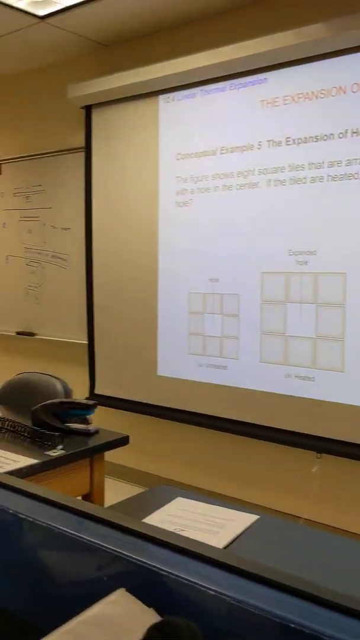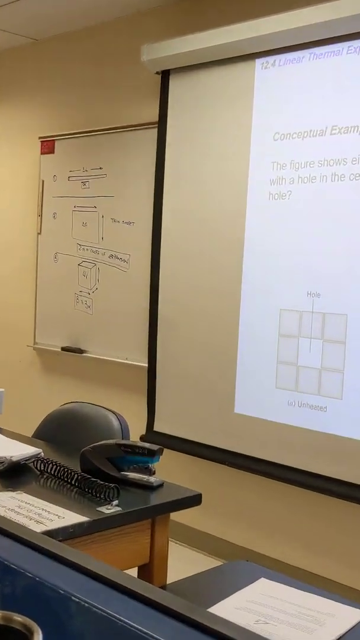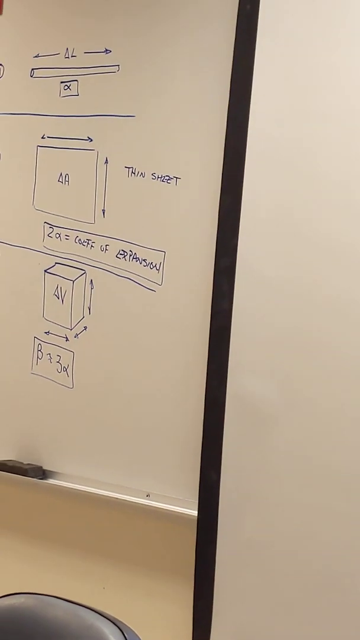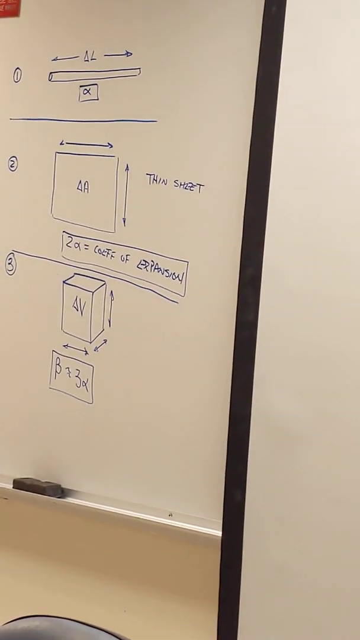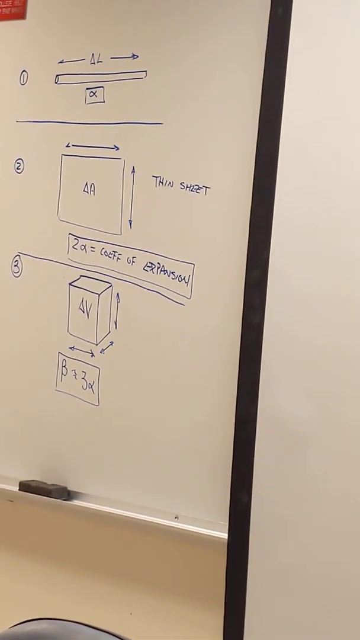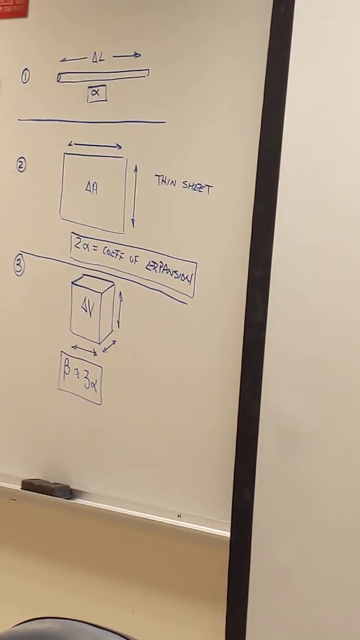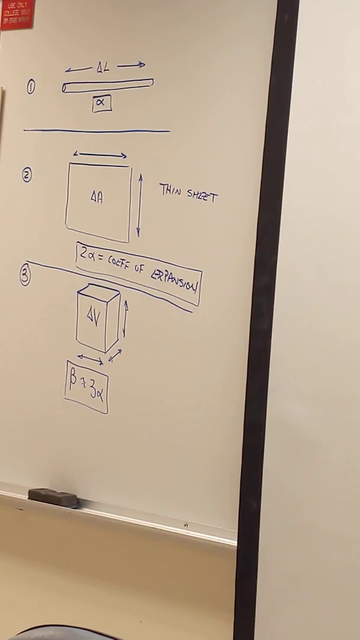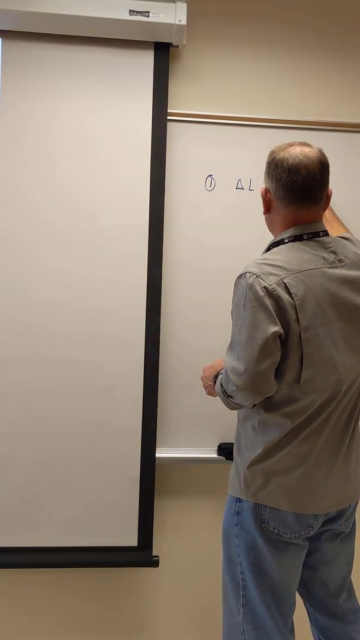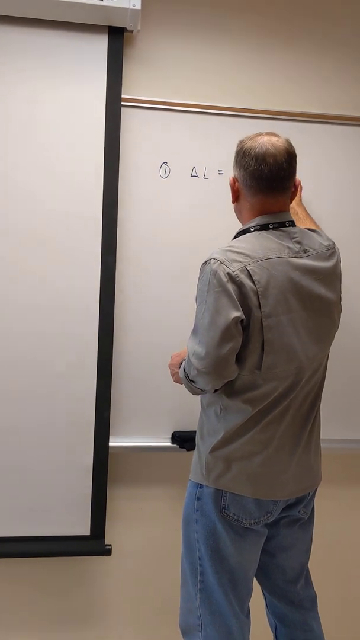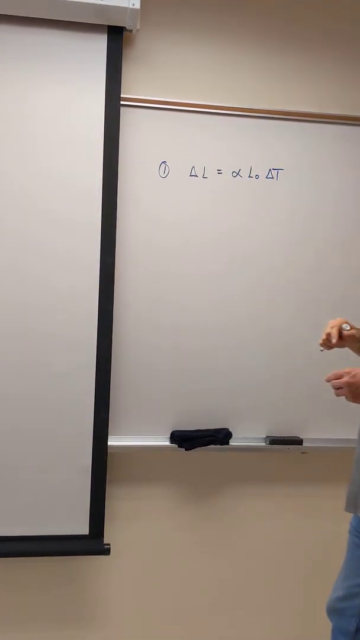In picture number one, a long thin rod that, depending on the material, would expand or contract a lot or little if we change its temperature. And you'll recall from earlier in the lesson, we said the change in length is alpha L naught delta T. You guys okay with that?